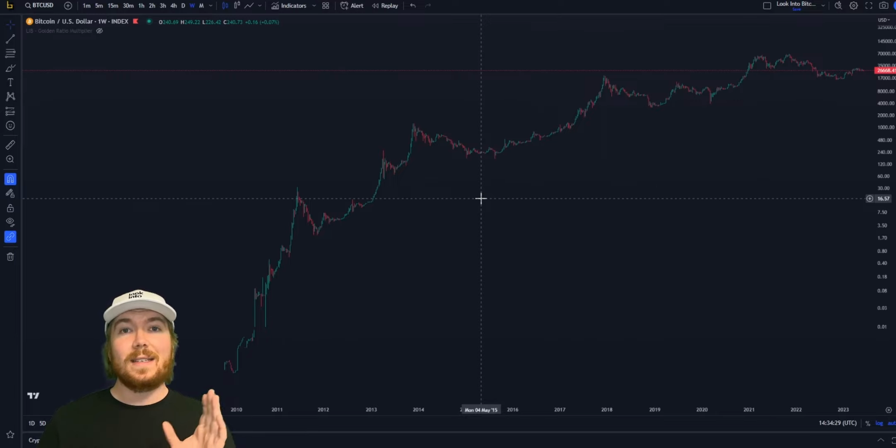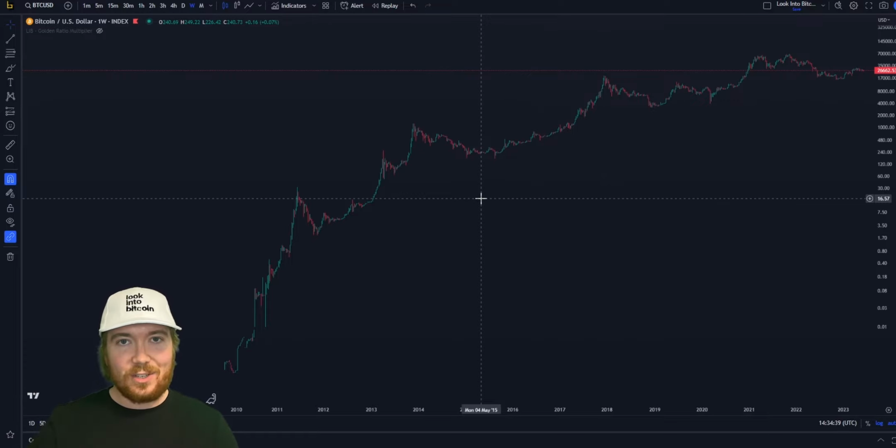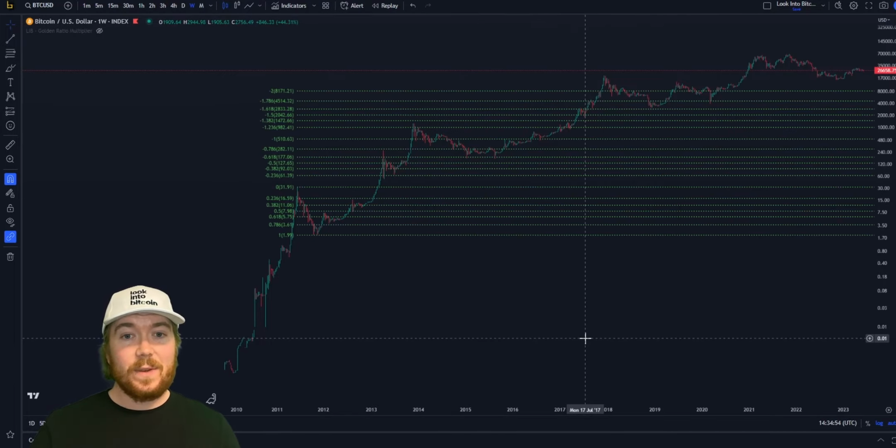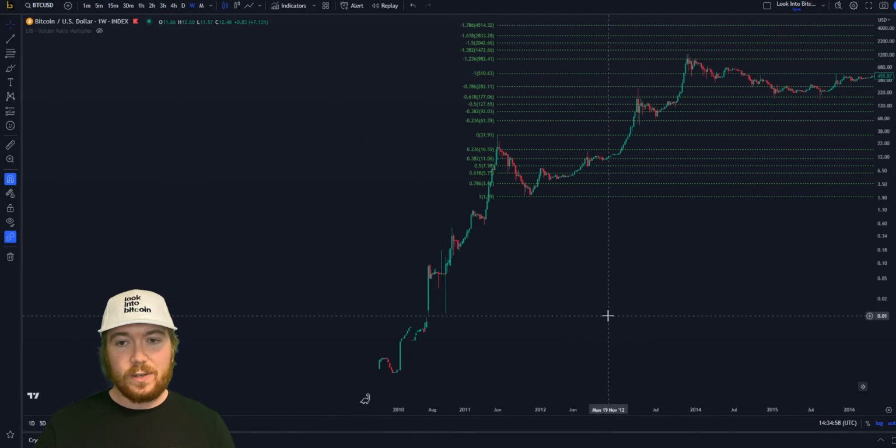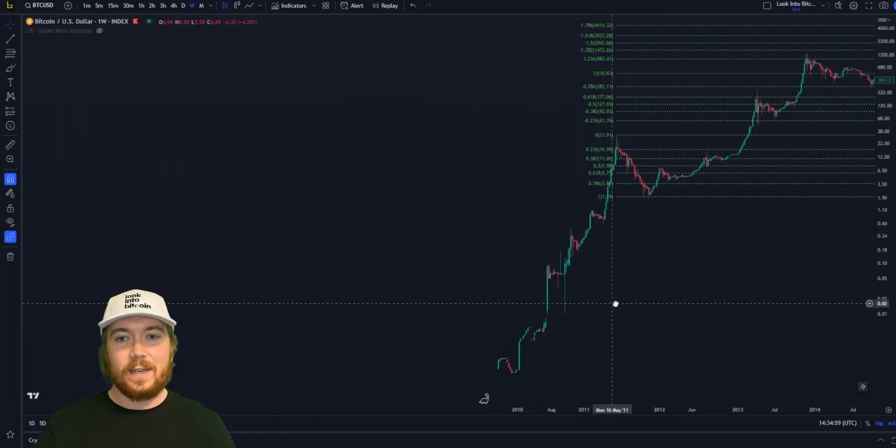But what we can do, as I said, is use this Fibonacci retracement tool to almost try and look into the future to gain an insight before the price action actually occurs, what might happen next and where Bitcoin may find some interesting price action at certain key levels. So to begin with, here I've loaded up this Fibonacci tool on the first Bitcoin cycle we had, all the way back in 2011, 2012.